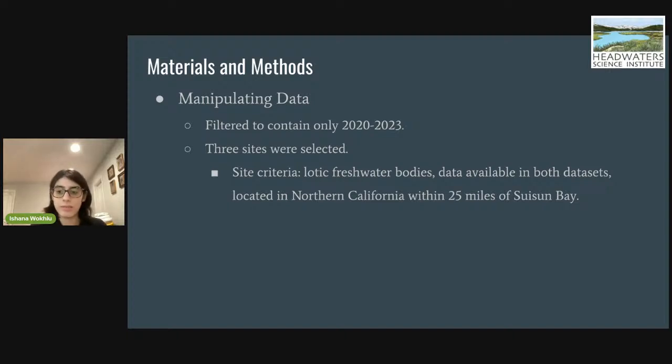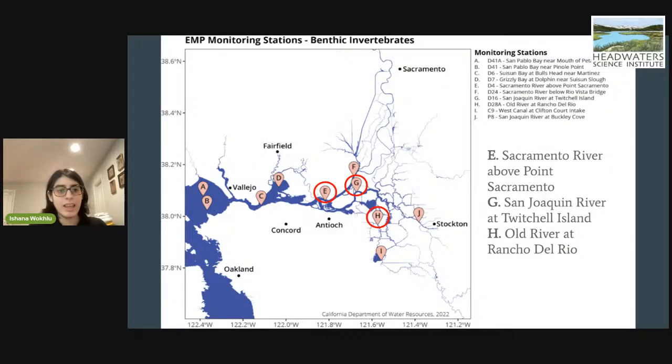Due to irrigation and water extraction, several low-tick freshwater bodies in Northern California face salinization, and in addition, the effects of freshwater salinization from sea level rise could be more easily observed closer to the bay. And these are the 3 sites I chose, and they're labeled on the map as well.